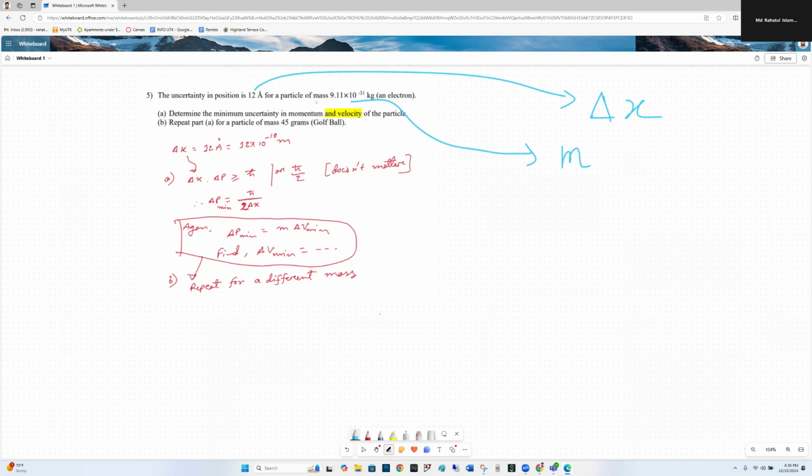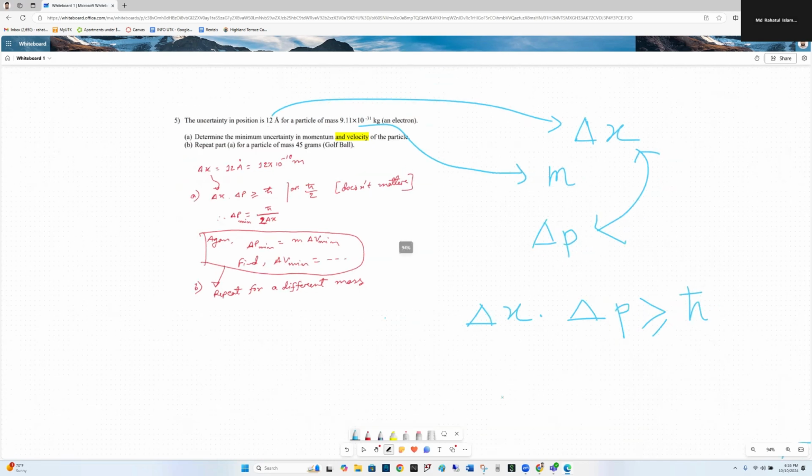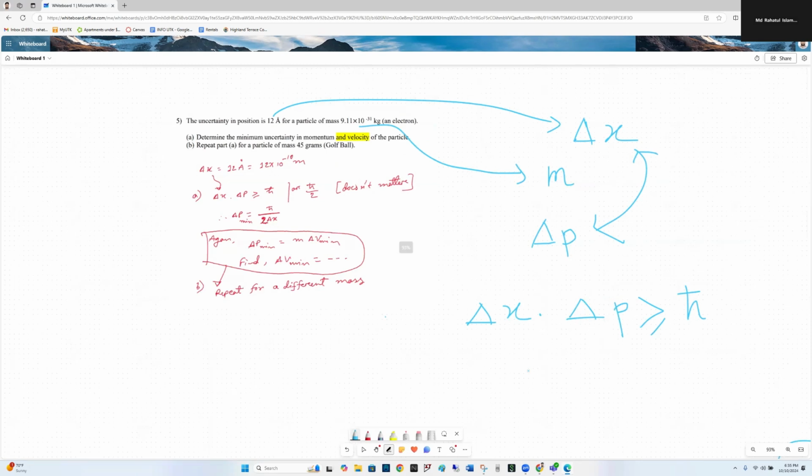So first things first, momentum. We need to get the uncertainty in momentum. So we need to get delta p, right? Relating these two, we have an equation, the Heisenberg uncertainty principle: delta x multiplied by delta p is greater than or equal to h cut. Okay, so we need to find delta p. Let's rearrange the equation.